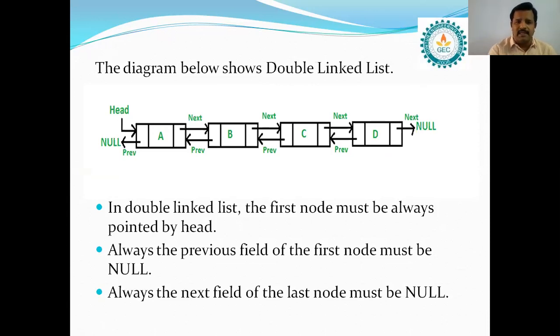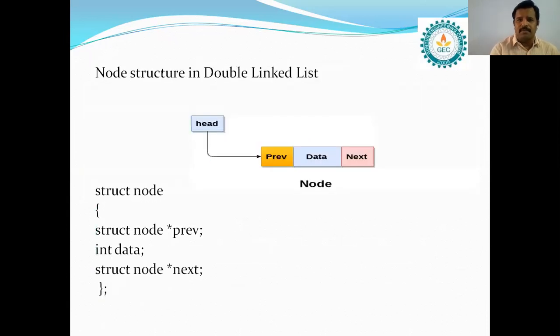In double linked list, the first node must always be pointed to by the head pointer. Always the previous field of the first node must be null, and the next field of the last node must be null, because no other nodes are available previous to the first node and after the last node, right?